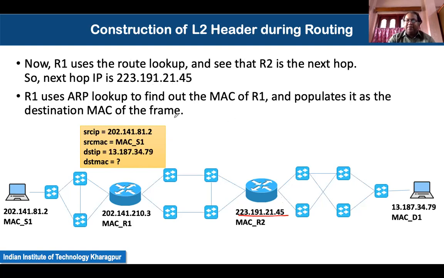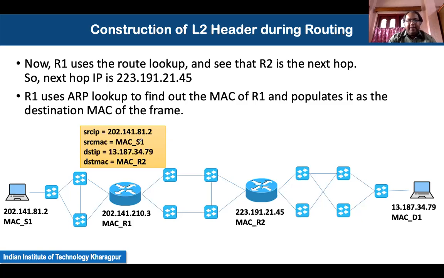So it uses ARP to find out the MAC of R1. So the MAC of R2. And populate it as the destination MAC of the frame. So here, again, the destination MAC gets updated and it becomes MAC of R2. So you see that my source IP, that destination IP doesn't get changed, but my source MAC and destination MAC gets changed.